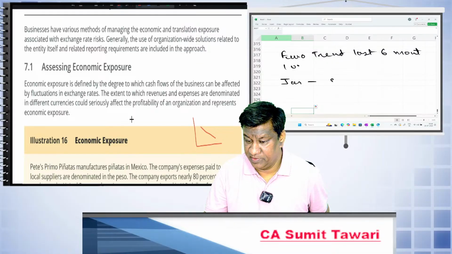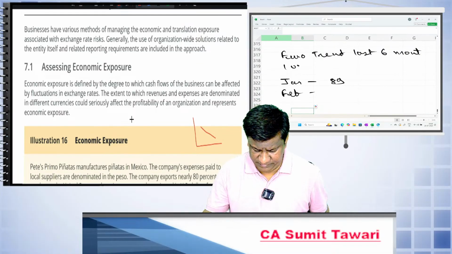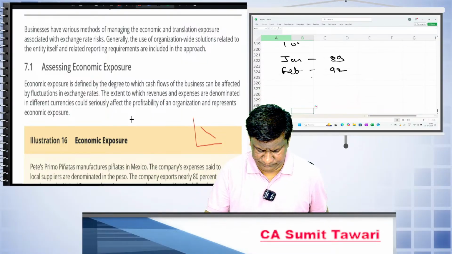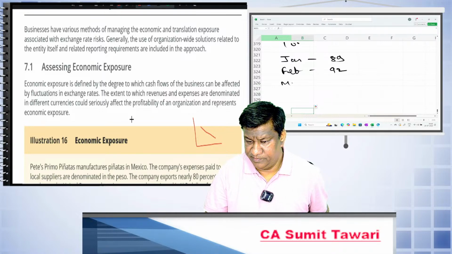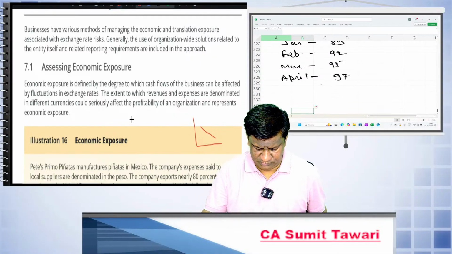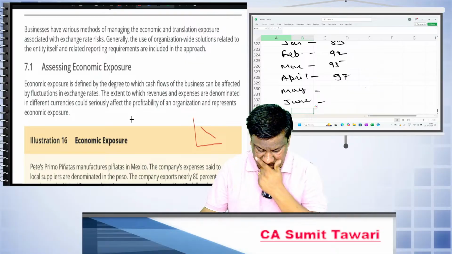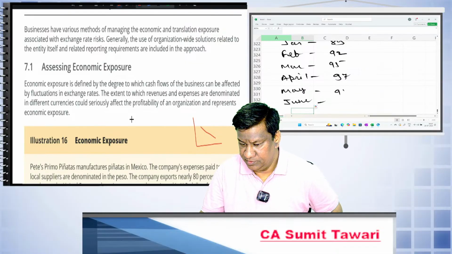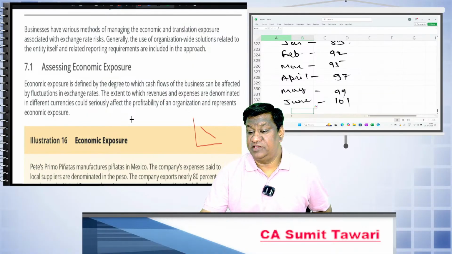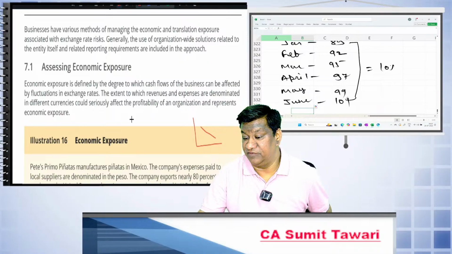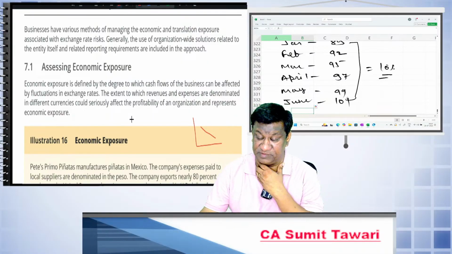Jan, say 89. Feb 92. March 95. April 97. May and June, 99, and today 101. So from 89 to 101. See, in almost the last 6 months, the valuation of the euro strengthened by 10%.